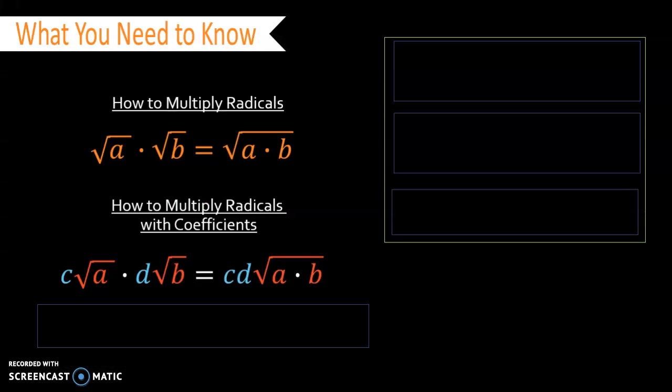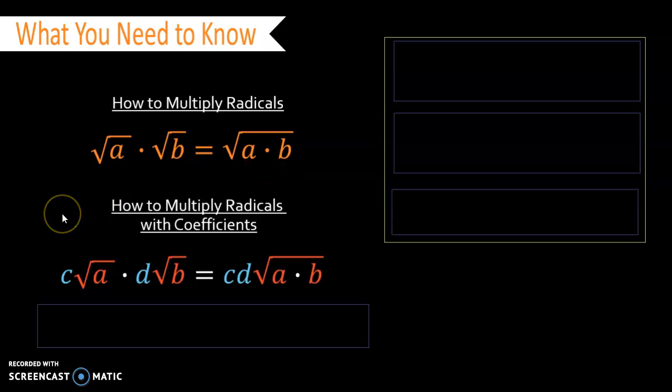To multiply radical expressions, we have some rules that we need to know. You can take two separate radical expressions that are both under roots here, and you can multiply them together under the root. So if I have the square root of a times the square root of b, I can turn that into one giant square root and multiply the two values together underneath.